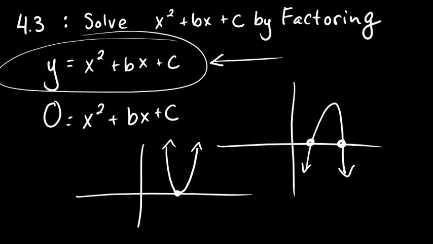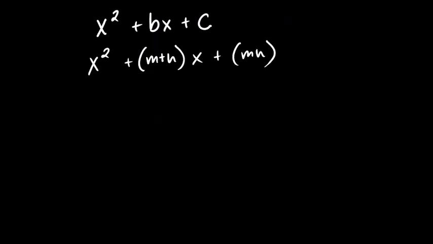So what that means is it's going to end up factoring into 2 binomials or a binomial and a monomial. So in your textbook, they originally write x squared plus bx plus c, and then they write it like this: x squared plus the quantity m plus n times x plus mn. So what I said in class is we are looking for factors of c that add to b.